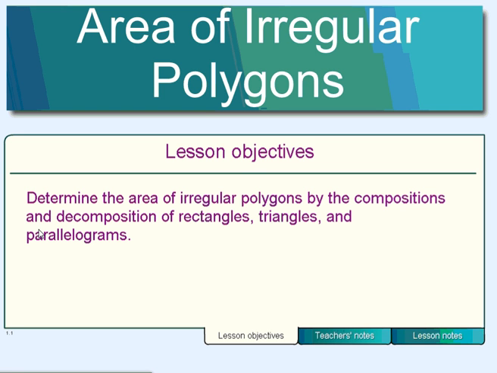All right, now we're going to do part 2 of area of polygons. This time we're going to talk about area of irregular polygons. Irregular polygons would be those that do not have standard features of regular triangles, regular rectangles, and regular parallelograms. And we're going to look at finding the area of these by decomposing them into rectangles, triangles, and parallelograms.